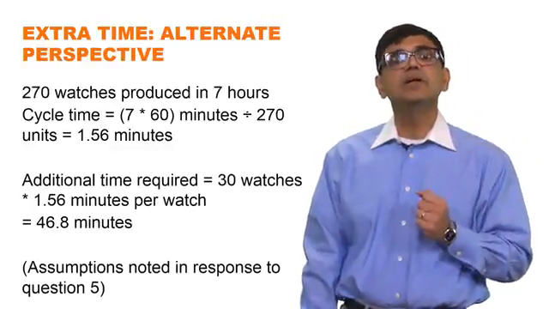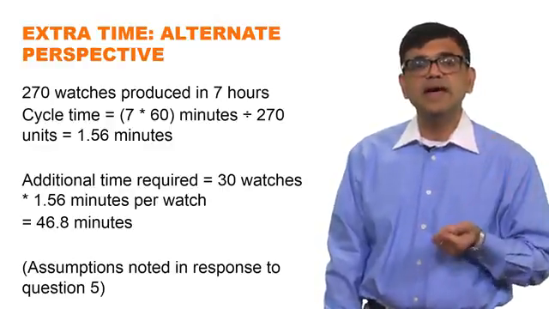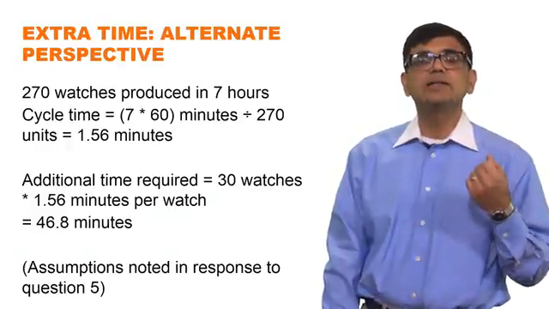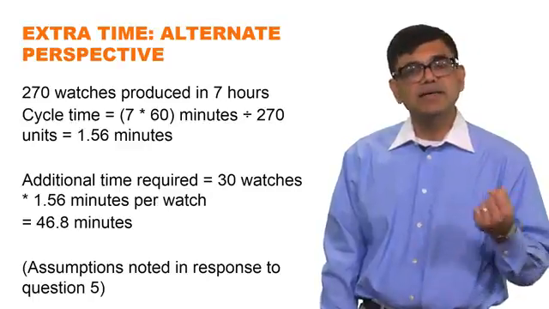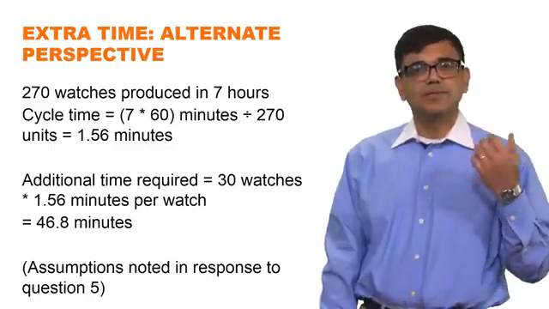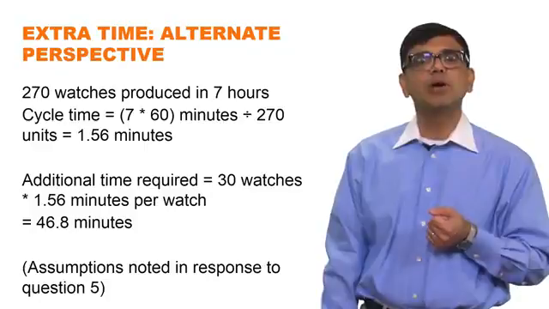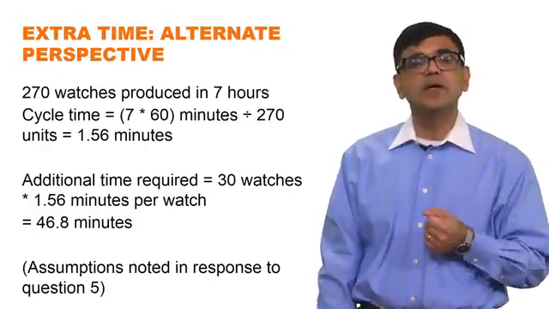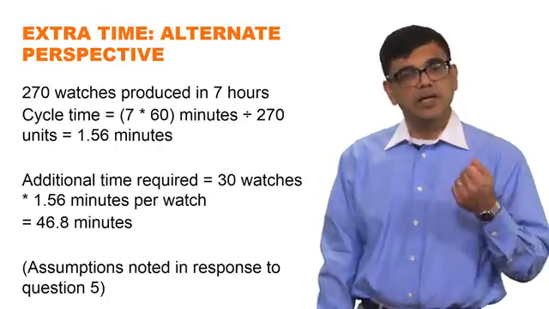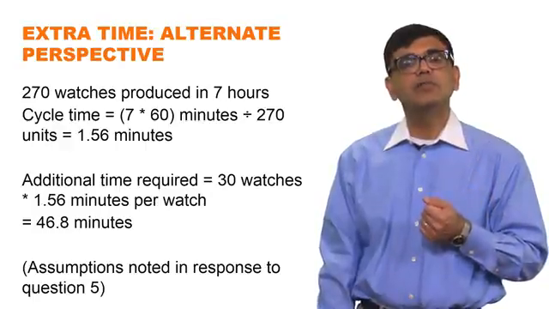Let's take the alternative perspective. So first we said they needed 42 minutes. But if you say that there were 270 watches produced in 7 hours, the cycle time would work out to 7 times 60, which is still 420 minutes, divided by 270, which gives you a cycle time of 1.56 minutes. So if you take this perspective, what are we saying? We're saying that for the 30 watches at 1.56 minutes per watch, the additional time required would be 46.8.